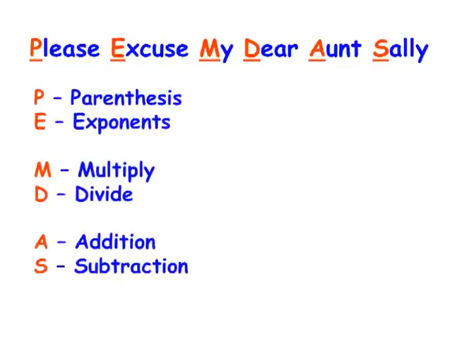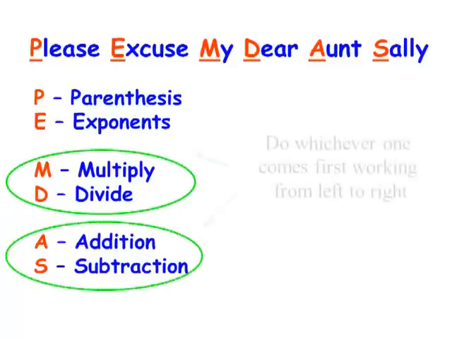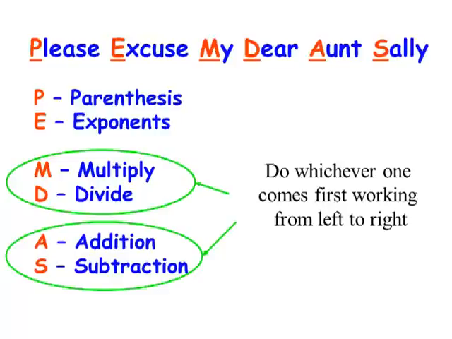Now this is something that helps many students remember the order of operations: Please excuse my dear Aunt Sally. P is for the grouping symbols or parentheses. E is for exponents. M and D is multiply and divide. And A and S is for addition and subtraction. Now we have to remember with these two, do whatever comes first, working left to right.